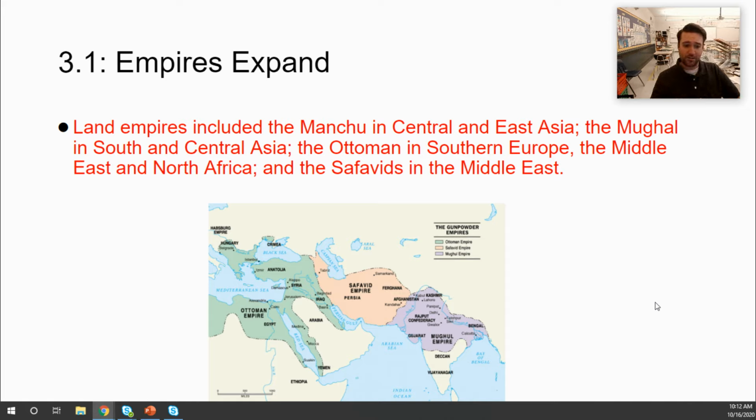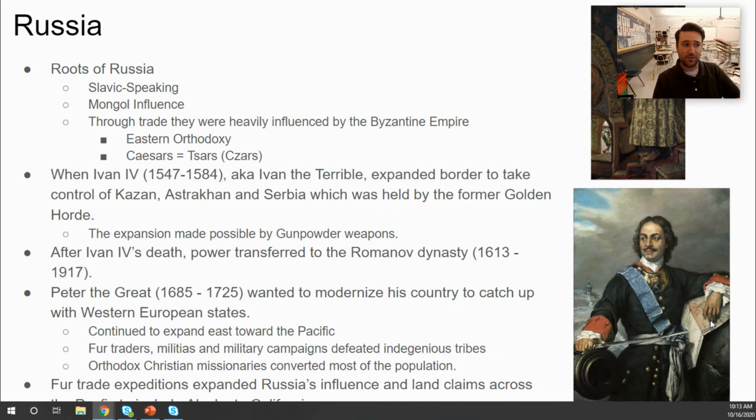So we got a lot of empires to talk about, but we're going to talk about one to start with that isn't listed on there, but I feel is really important because it is a gunpowder empire, and it plays a massive role in world history itself. So we're going to start with Russia, the Russian Empire, okay?